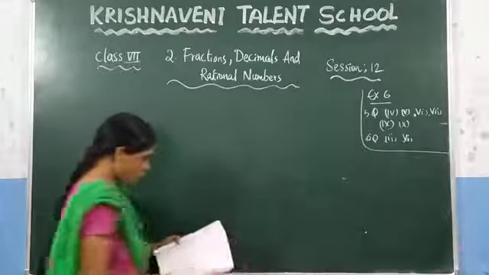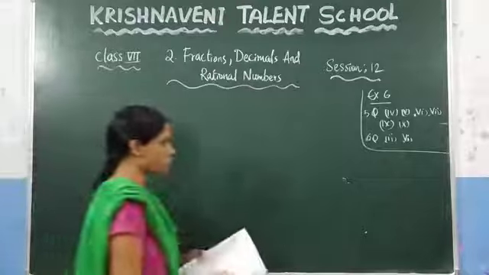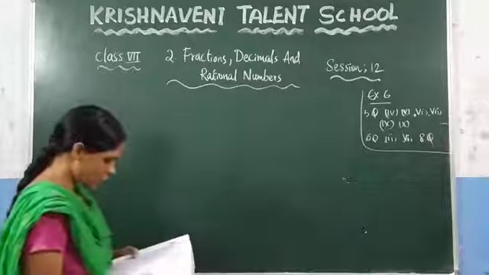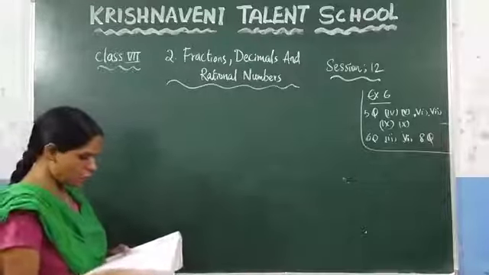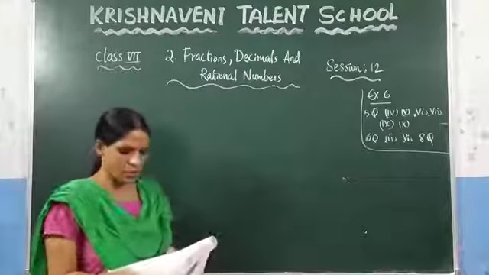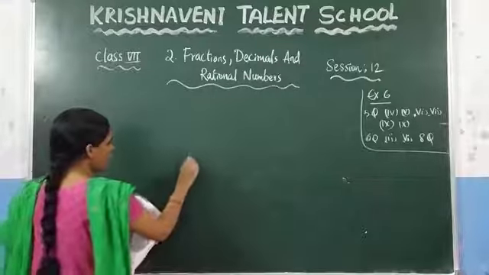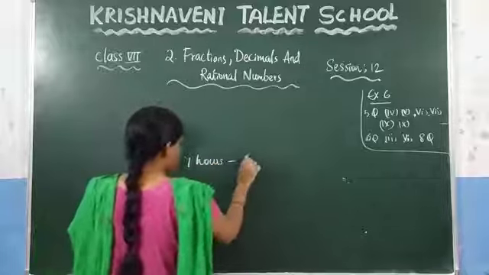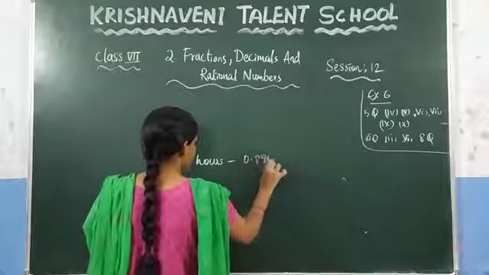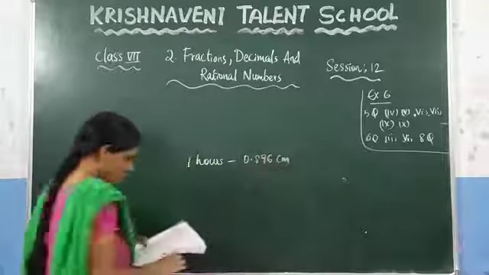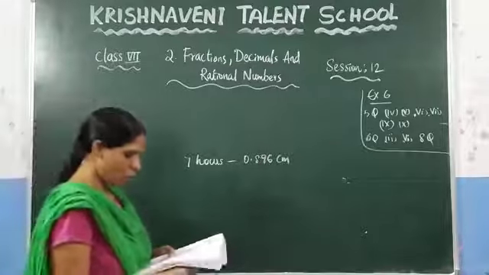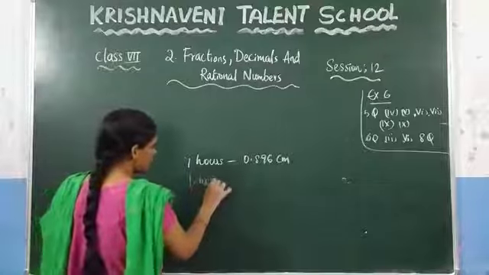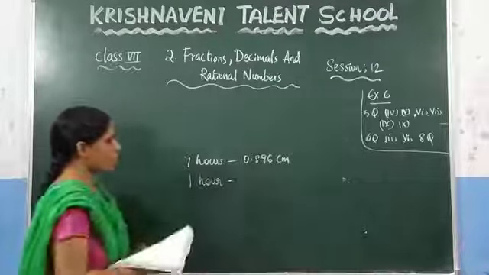So this one you can do as homework. I will just explain how to solve this problem, which is the 8th question. So what is the 8th question given here? A rainfall of 0.896 centimeters was recorded in 7 hours. In 7 hours, 0.896 centimeters of rainfall was recorded. Now here they asked what was the average amount of rain per 1 hour. You need to calculate for 1 hour what is the average rainfall.